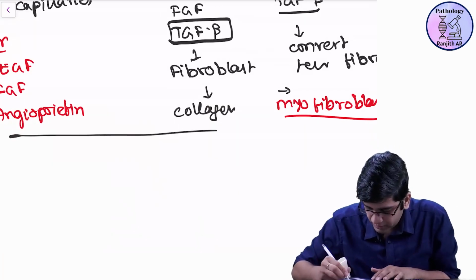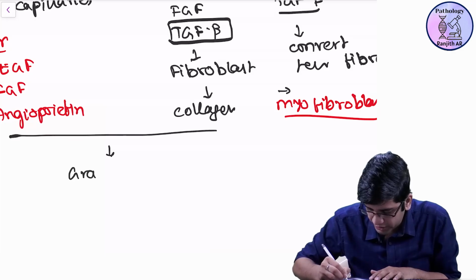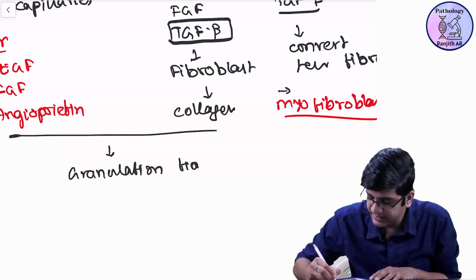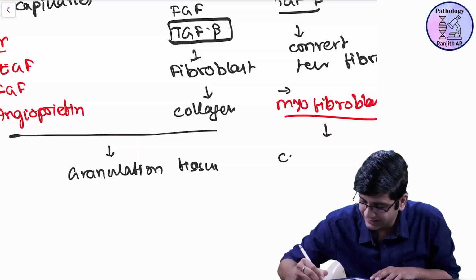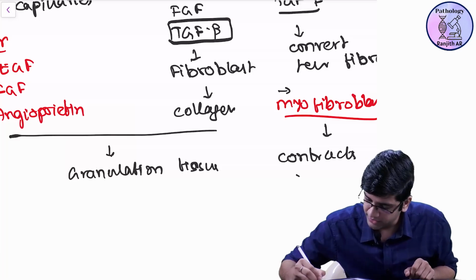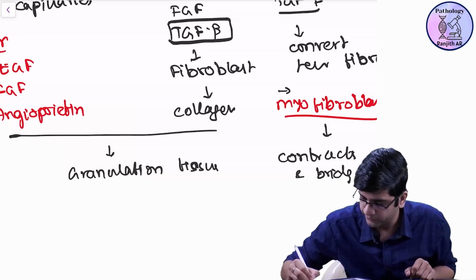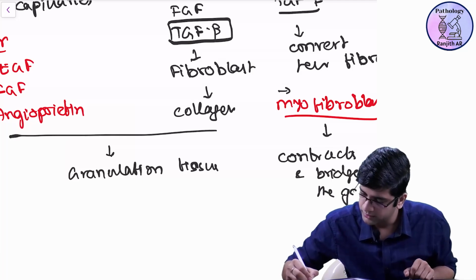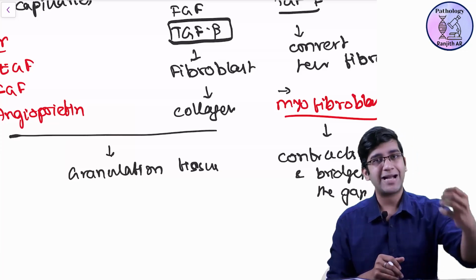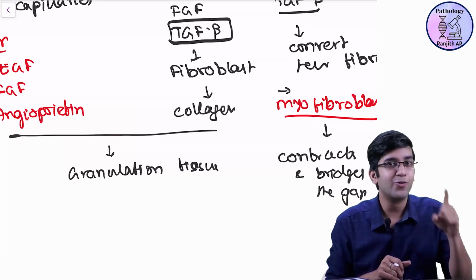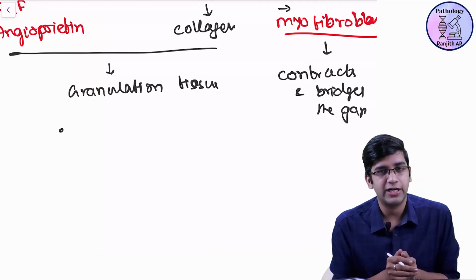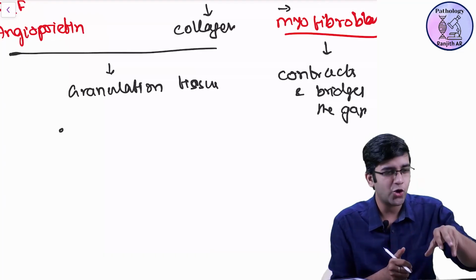These both guys will form the granulation tissue, and this myofibroblast is going to contract and bridge the gap. Okay, contracts and bridges the gap. Understood? So both will happen almost simultaneously, and I'm going to see maximum granulation tissue around the 5th day. I'm not yet done. So what granulation tissue will be there? How will I identify granulation tissue? How will it look? And what are the components in them?